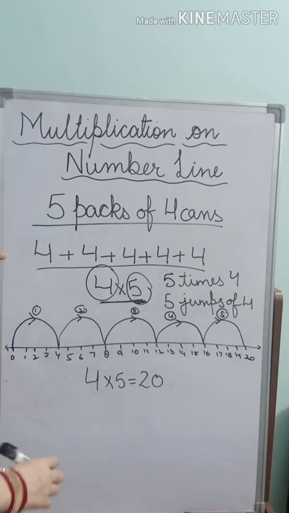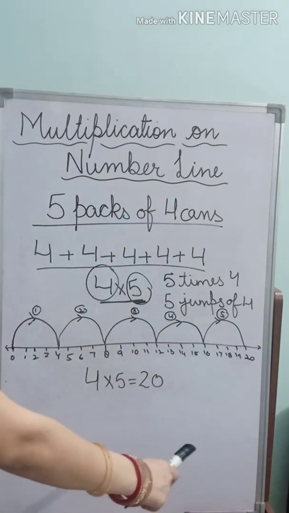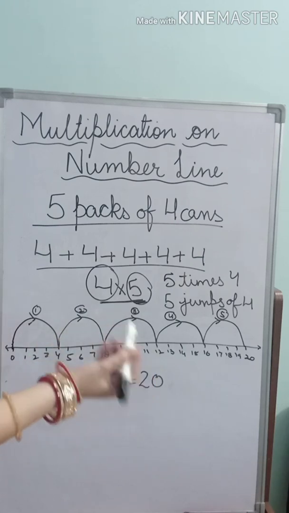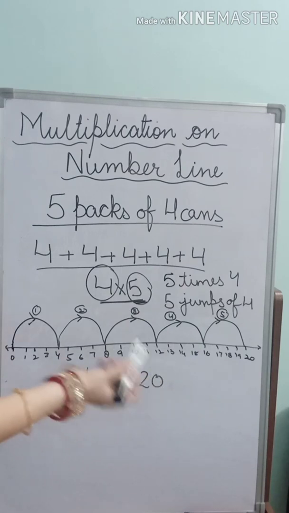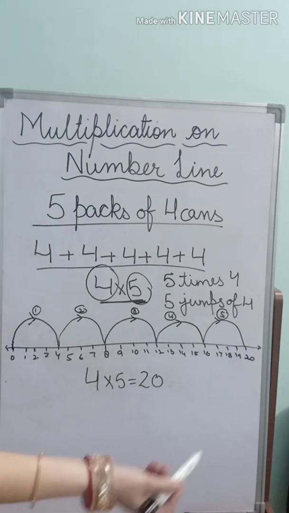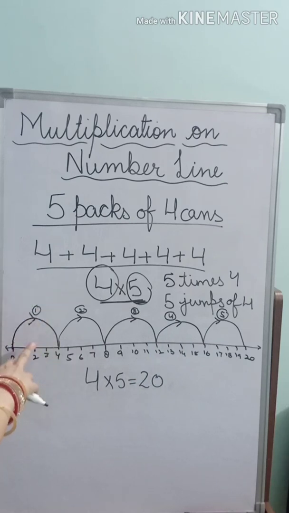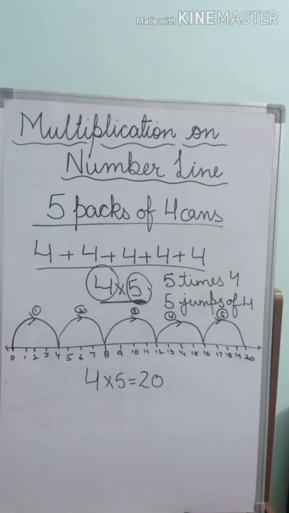So starting from 0, I have to come to 20, right? You can check it using your multiplication table as well. Like 4 5s are, you can say the table of 4, or you can do repeated addition also. So 4 into 5 is indeed 20. That means you have taken 5 jumps of 4 steps, correct? So I hope you got this.